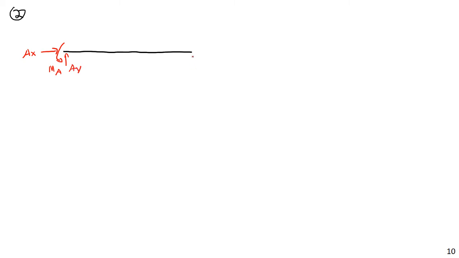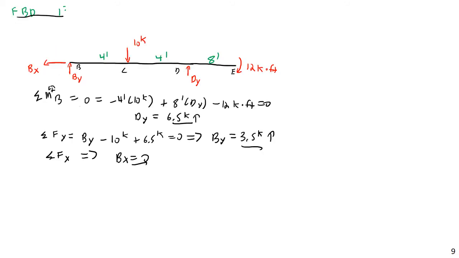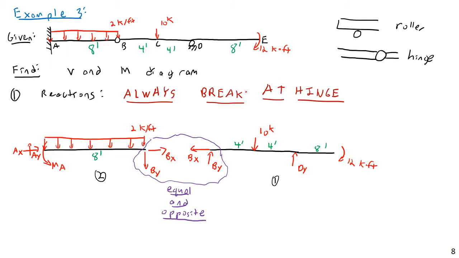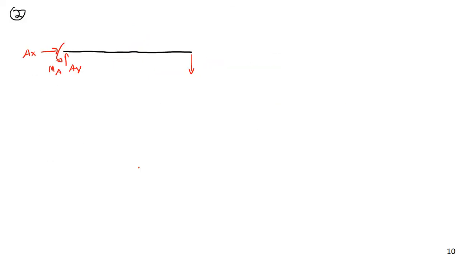and a BY. Now, notice what I'm doing. I'm drawing it as downward, even though I know that BY is upward, that's on the right portion of the beam. And if it's upward on the right portion, it must be downward on the left portion. Equal and opposite forces. So here, I draw it as downward, and BY is equal to 3.5 kips.